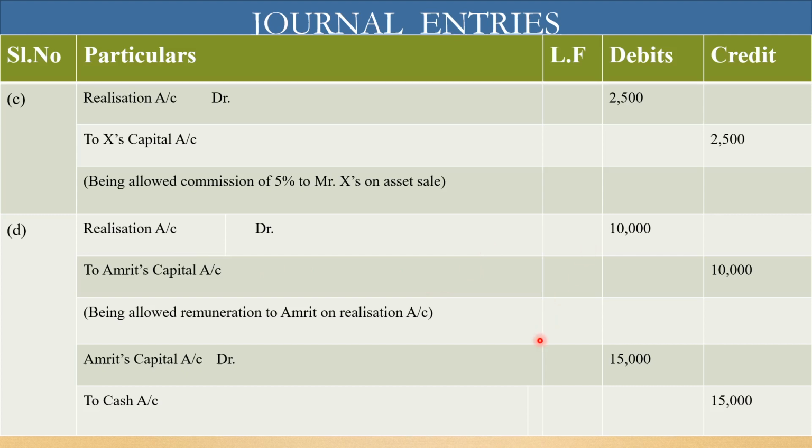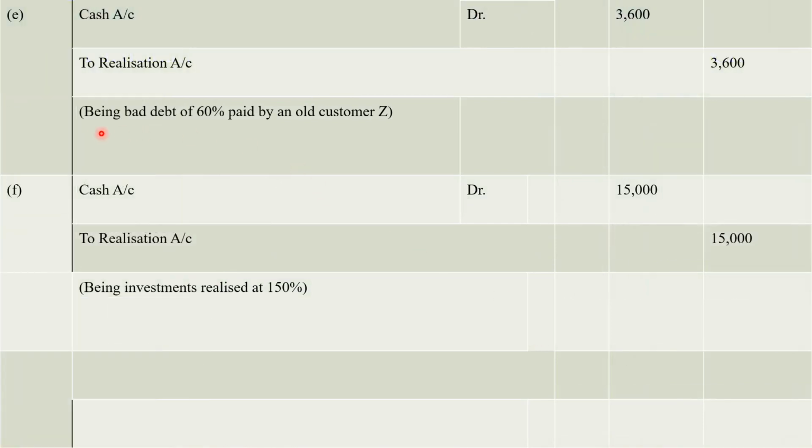Now the next, last two transactions: bad debt recovery, cash account debit 6,000 at 60%, 3,600, and the last one, investment being sold at 150%, so 10,000 at 150% comes to 15,000. It is revenue generated, so cash or bank account debit to realization account. So very simple, very easy. This chapter has nothing difficult, and every year a question comes from this chapter. So I think this chapter will help a lot to score marks from this unit.